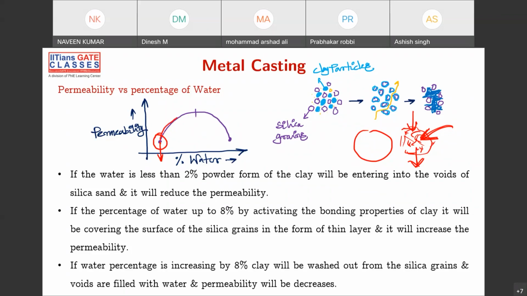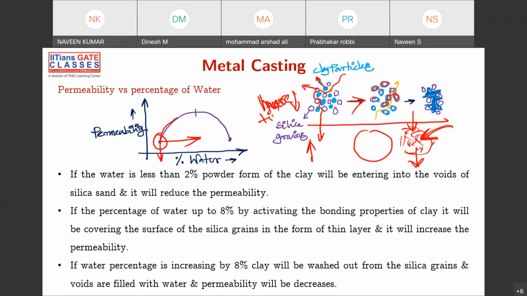As the percentage of water is increased in the molding sand, what is happening? These are 3 stages. Initially these are your silica grains and these are your clay particles. Now if air wants to pass, it has to take so many turns, here and there. So it will take more time. Because of that, permeability is very low here. Now if you increase a little bit of water, what will happen? The clay will form a coating onto each of the silica particles.